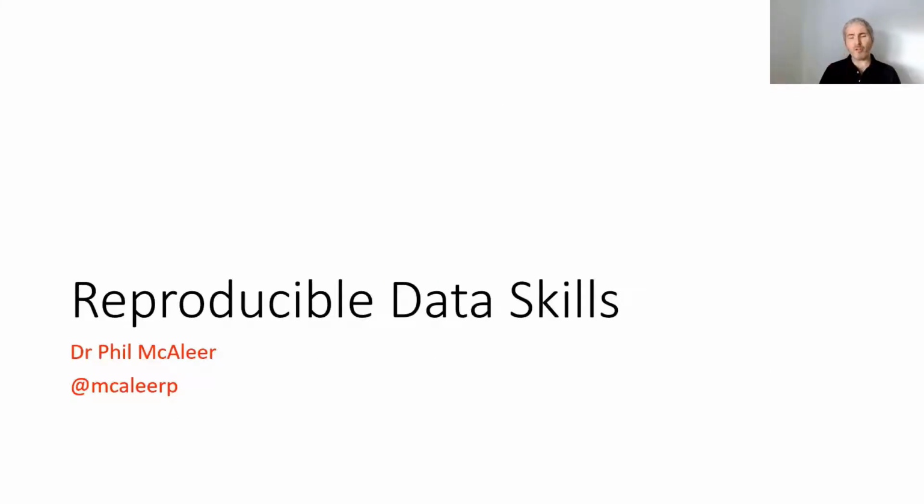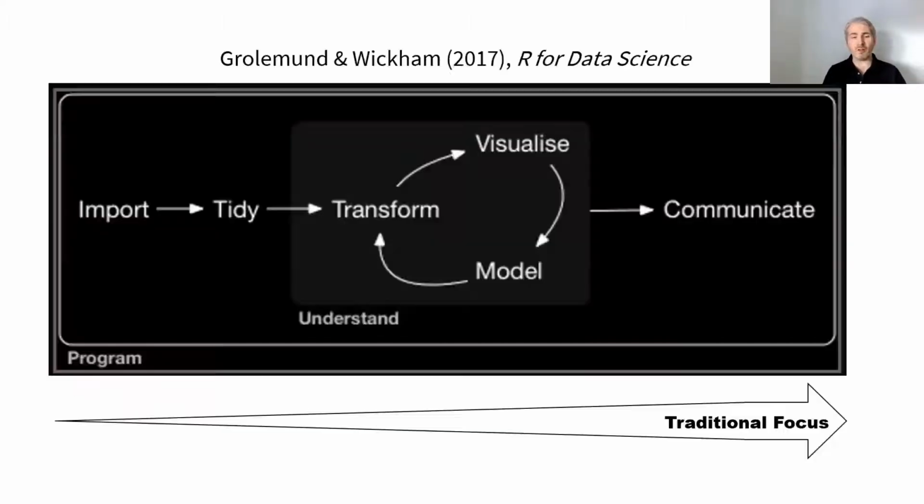So thinking about these two points, we started to look at how we actually teach analysis and data skills. And this is the first section I want to cover on reproducible data skills. If we look at this model by Grolemund and Wickham about the different stages that we go through when we're analyzing and writing up data, it goes from import on the left-hand side to communicate on the right-hand side.